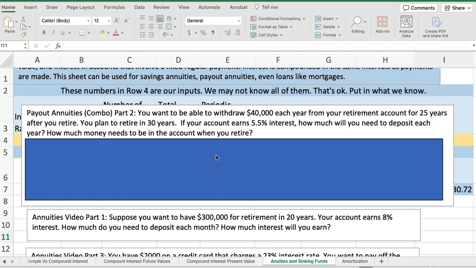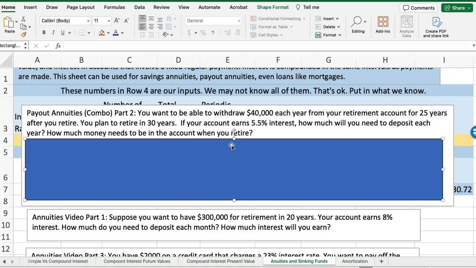So we're going to assume that both activities, the savings part and then the withdrawal part, are both going to receive 5.5% interest. All right, so think about that a little bit. What is actually going on in this problem? This is a complicated thing. It seems like there's two different things happening, and you would be correct about that.